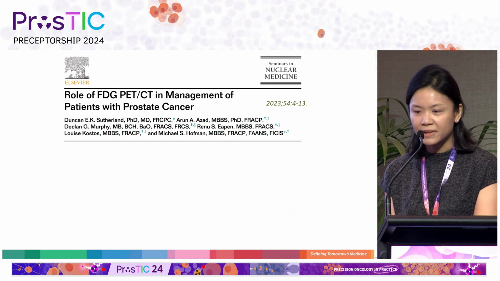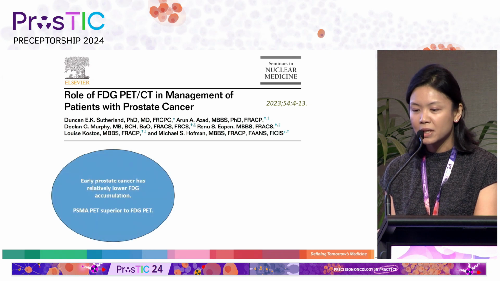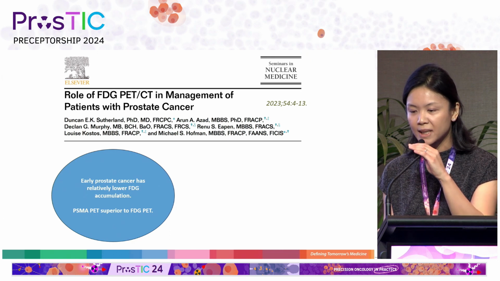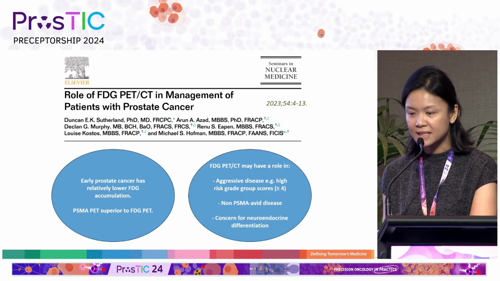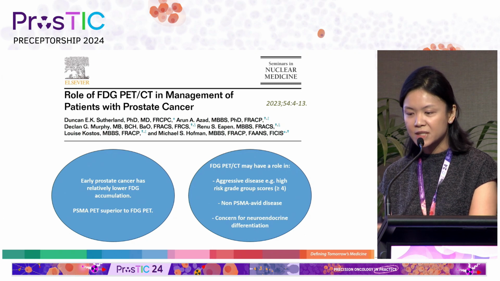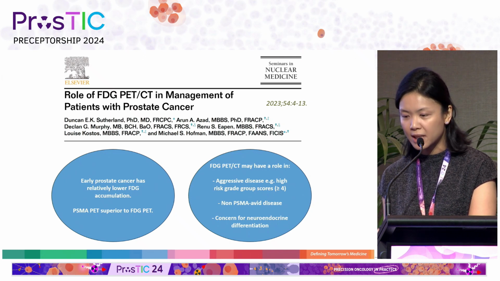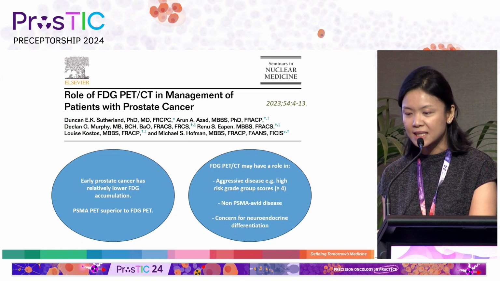I think Michael and team have very nicely summarized the role of FDG PET in prostate cancer. As discussed previously, early prostate cancer tends to have a lower FDG accumulation, and therefore PSMA PET is superior to FDG PET in this clinical setting. However, FDG PET does have a role in aggressive disease, especially if the grade group score is 4 or more, in non-PSMA active disease, often associated with aggressiveness of disease, and when there's a concern for neuroendocrine differentiation, when the trapping of glucose is also high.